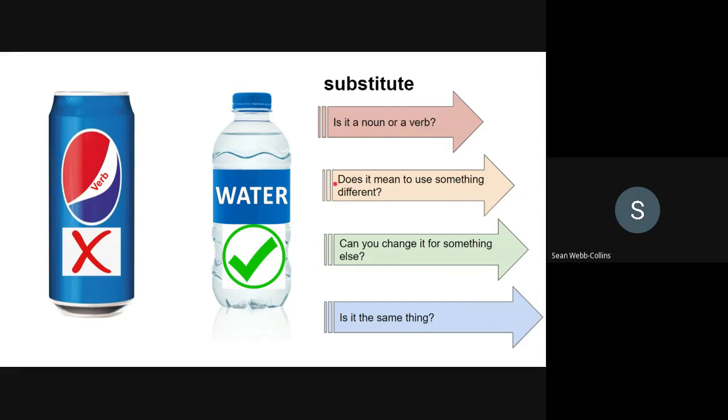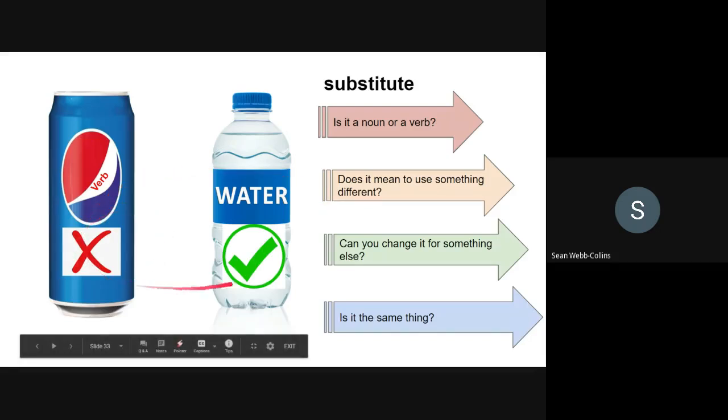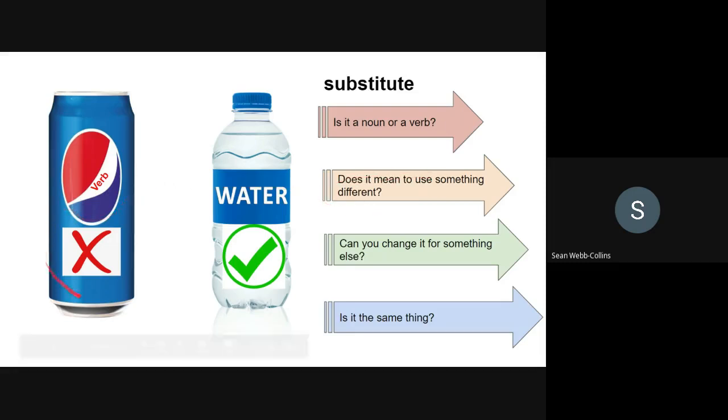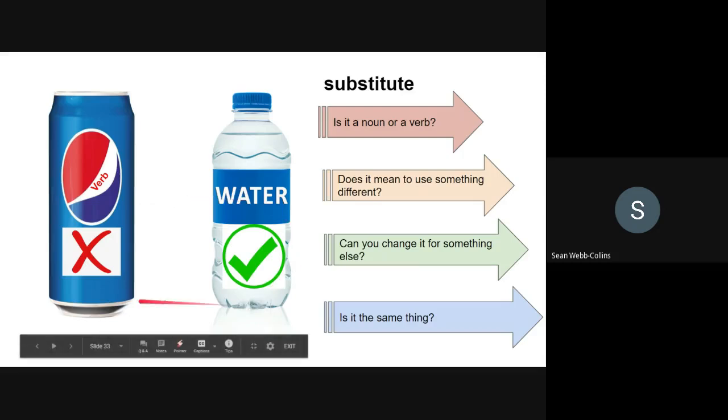And the second question, does it mean to use something different? Have a look at the pictures for an idea. Yes. You should substitute Pepsi for water as a healthy drink. You should substitute Pepsi for water because it is healthier.